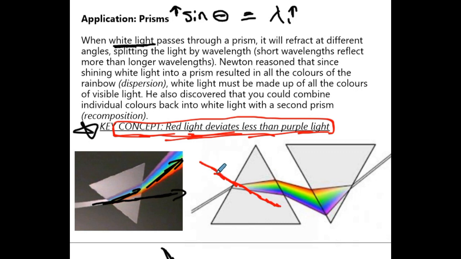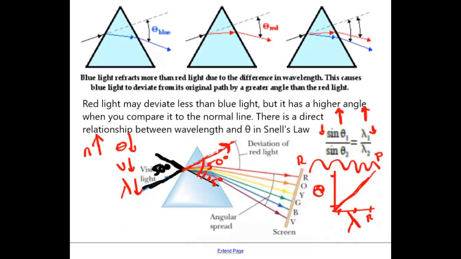If I draw this in, this is your normal line. And so compared to the normal, purple has a very small angle, whereas red has a bigger angle. So therefore, the higher the wavelength, the higher the angle that it is from the normal. Not the angle that it bends. Because keep in mind, straight would have been right here. Okay, hopefully that made sense. I got to move on.